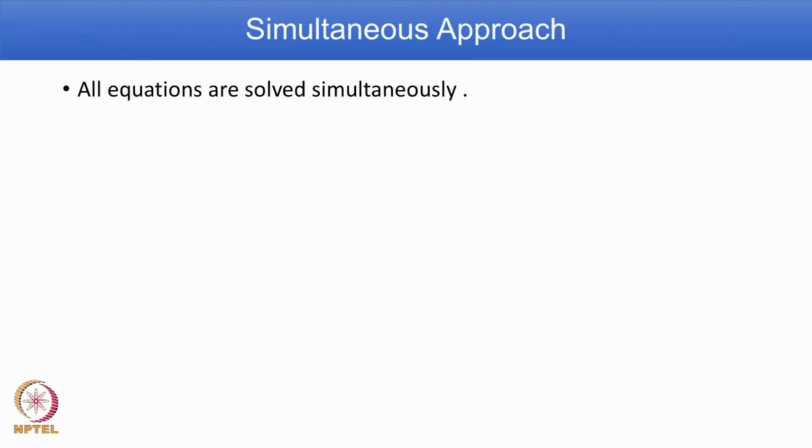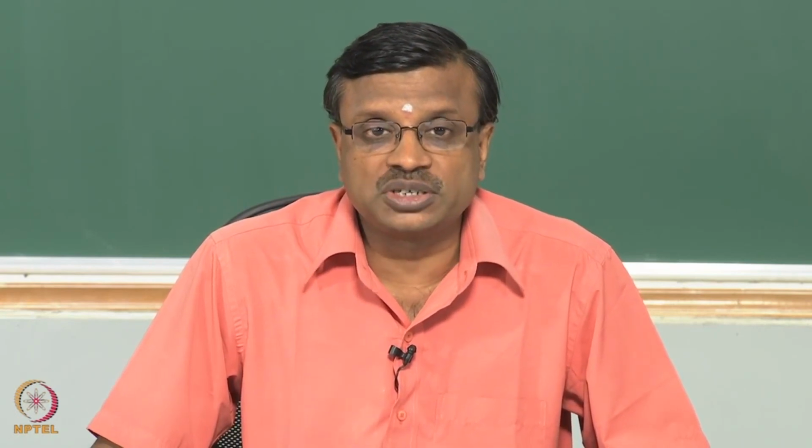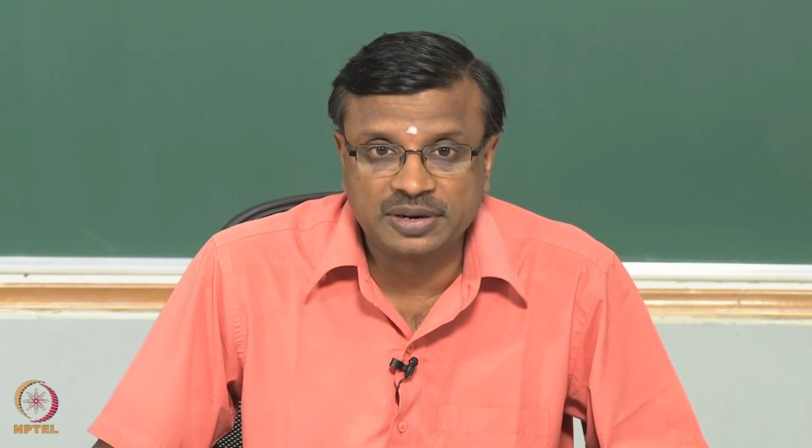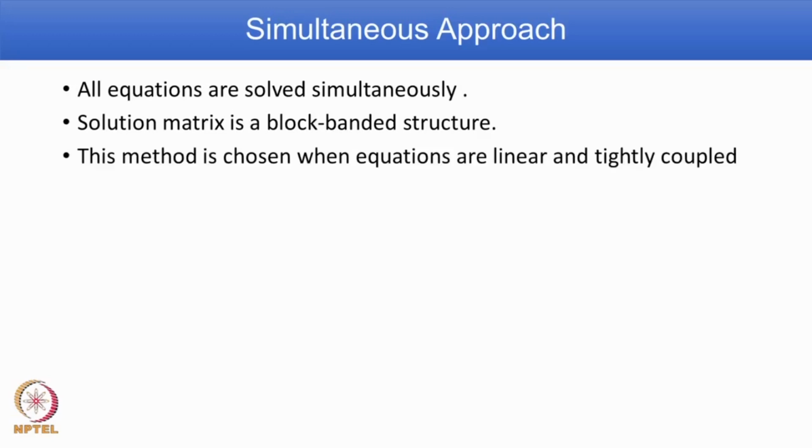In the case of the simultaneous approach, all the transport equations are solved simultaneously. For example, you have a forced convection problem where you have a Navier-Stokes equation and there is an energy equation. Both Navier-Stokes and energy equations are handled simultaneously. Solution of one immediately affects the solution of the other, and the solution matrix obtained for such a simultaneous approach has a block banded structure, and this method is chosen where equations are linear and very tightly coupled. I gave the example of a forced convection heat transfer problem.